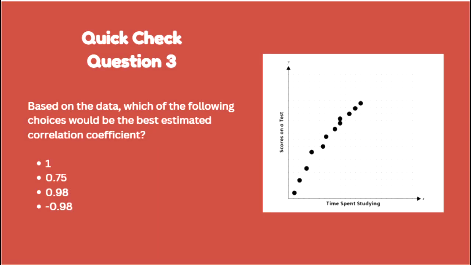Quick check question number 3. Based on the data, which of the following choices would be the best estimated correlation coefficient? Is it positive or negative? And then how close are they to the line? Are they right on the line? Are they close to the line? Are they reasonably close? And then figure it out.